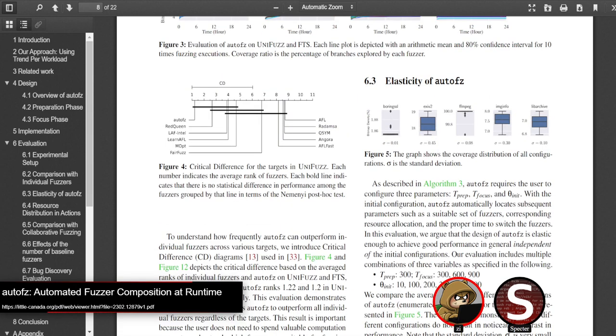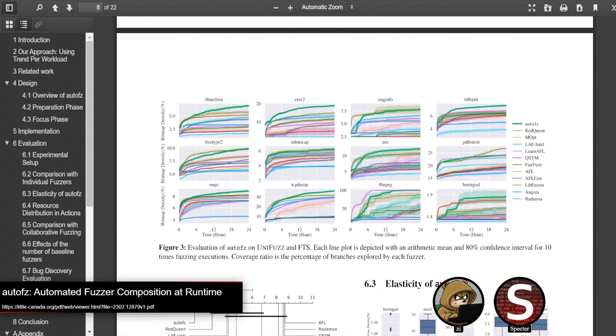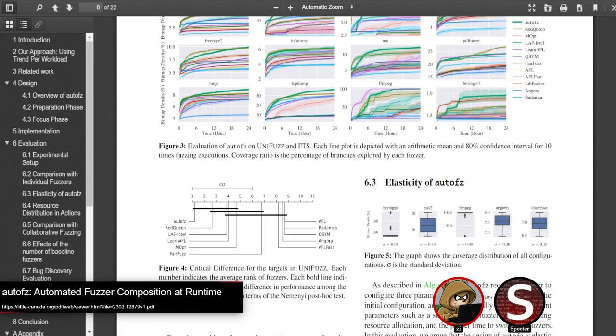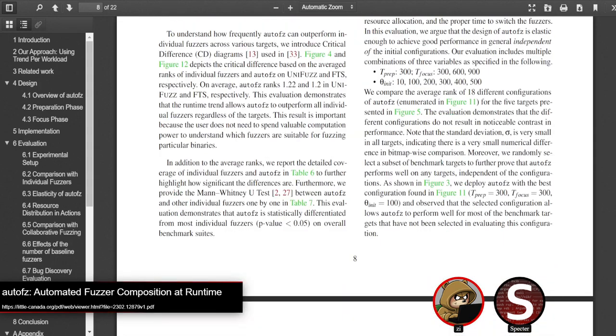I had a couple of questions about their fuzzer selection. Because they compare here some that you'd expect: Red Queen, Redamsa, I think, yeah, Redamsa's in here, LibFuzzer, AFL. While they use Red Queen, Redamsa, MOpt, I believe all those implementations came out of AFL++. They don't use AFL++ directly, which I thought was a little bit weird, especially because they are using the implementations from it.